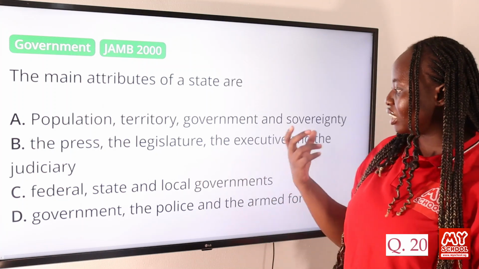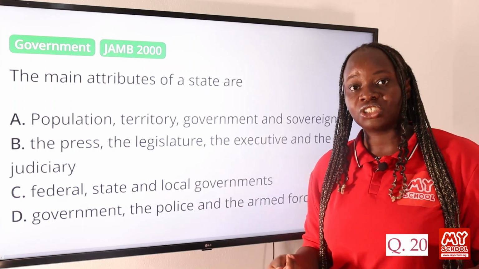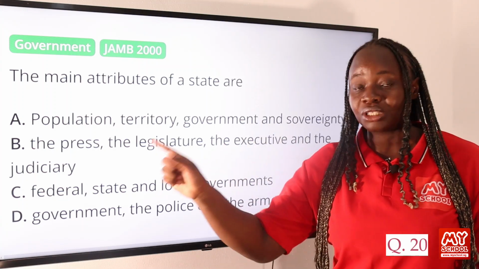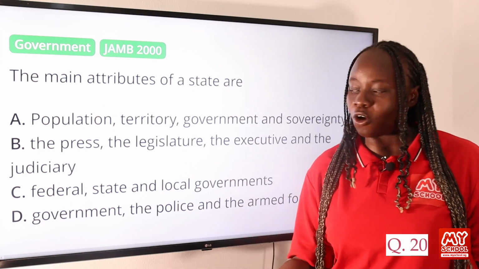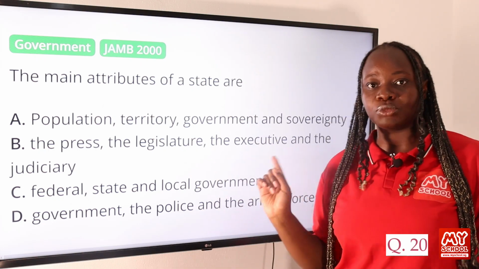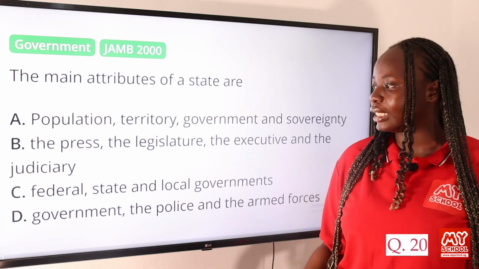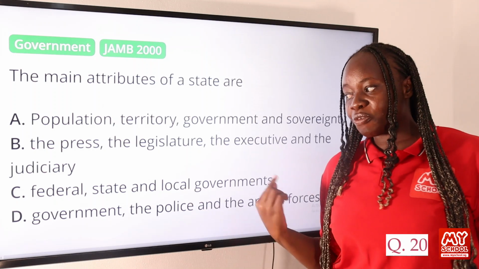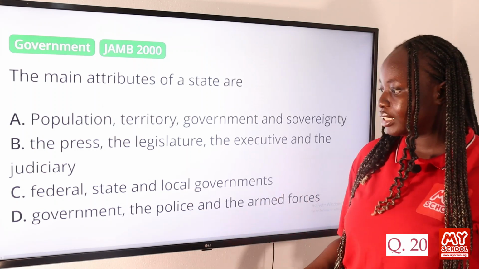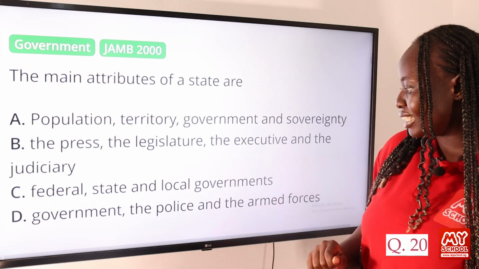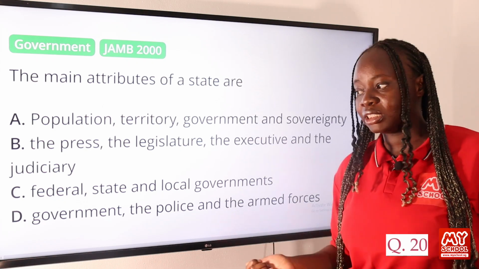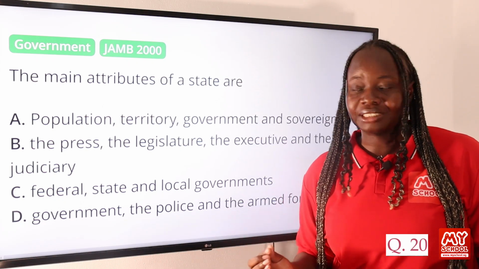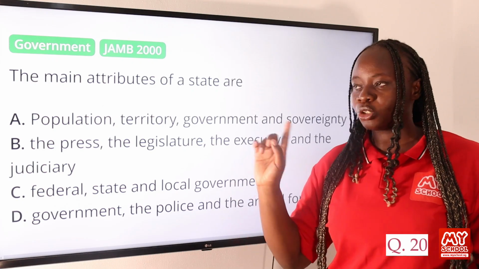The press, the legislature, the executive, and judiciary are not necessarily attributes of a state. You can have a state without the press, especially in a dictatorial government. You can have a state without these arms of government, especially in an absolute monarchy. You may have a state that doesn't practice the federal system of government, so there may not be federal, state, and local governments in that particular state. Then you can have a state without the police and the armed forces. Of course, government is important in the state. So the answer to this question is option A.